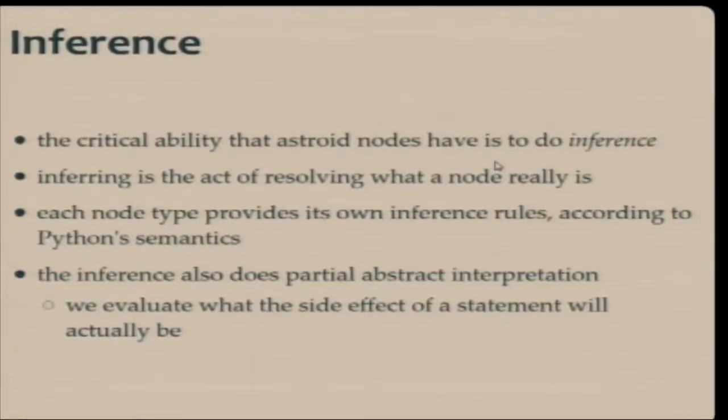Our nodes basically implement the Python semantics. For instance, a call func inference rule will be the return values of the call func. Or for list comprehensions, its inference rule would be the actual list that is returned when evaluating the list comprehension. And our inference also does some partial abstract interpretation, but it's partial because it's not working for all the cases in your code.